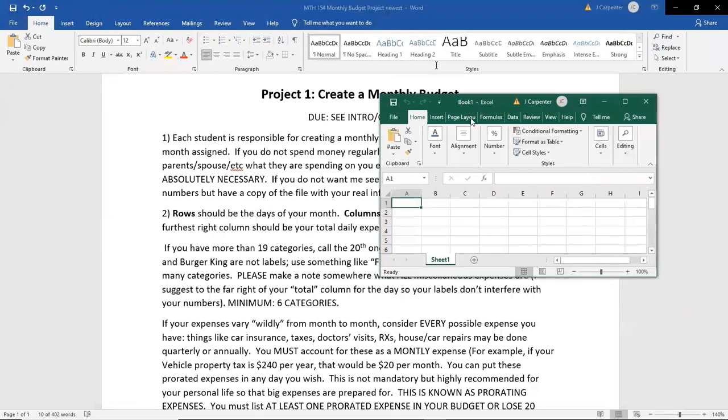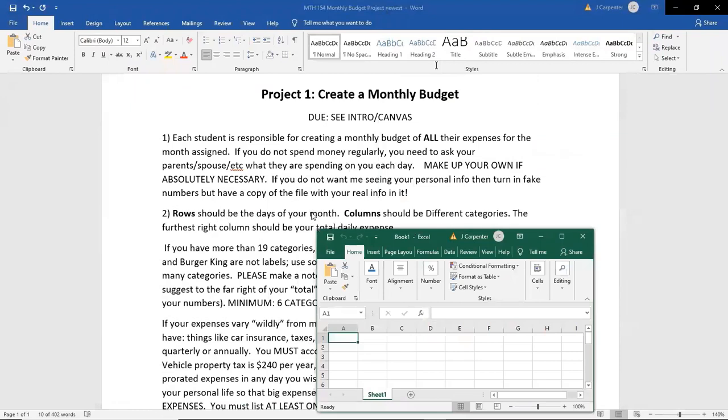Shorter, there we go. Rows should be the days of your month. Row 1, row 2, row 3, you can see those. Columns should be your different categories. Column A, column B, column C, column D.